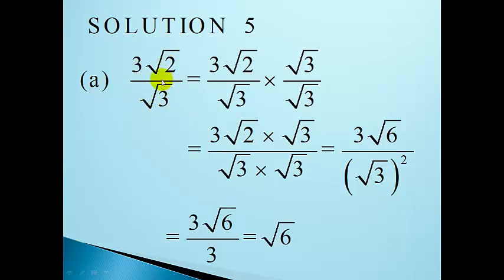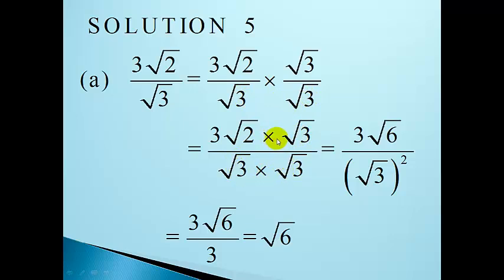When we consider the denominator, our denominator is root 3, that is the surd. Now to avoid division by decimals, we rationalize. So we multiply the numerator by the surd, that is root 3, then we divide by the same surd, root 3. Now we have 3 root 2 times root 3, all divided by root 3 times root 3. That is how we have root 3 times root 3 here.